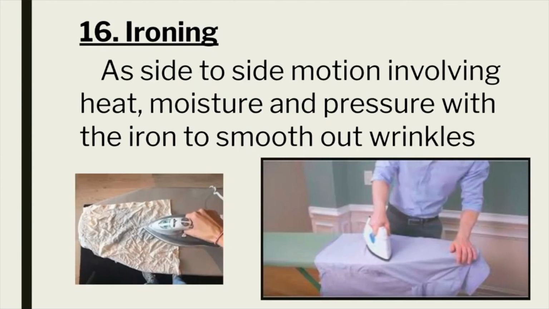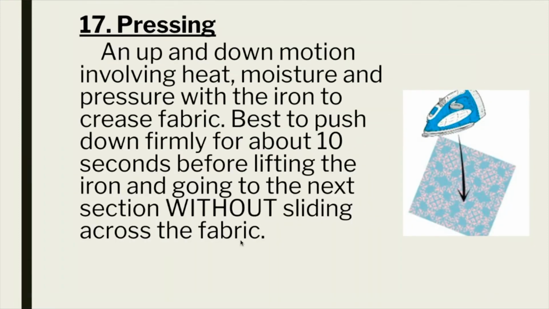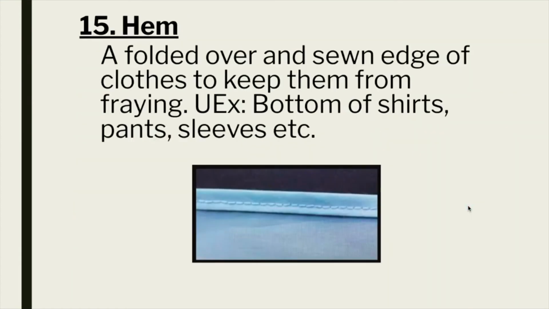Ironing is a side-to-side motion involving heat, moisture, and pressure with the iron to smooth out wrinkles. Just back and forth to get rid of wrinkles. Pressing is an up and down motion using heat, moisture, and pressure with the iron to purposefully crease fabric. It's best to push down firmly for about 10 seconds before you lift the iron up, move it over to your next section, and press down without sliding across the fabric. This will help you get nice folds for hems.